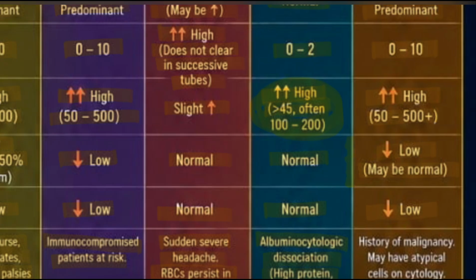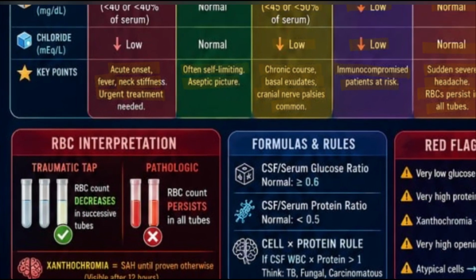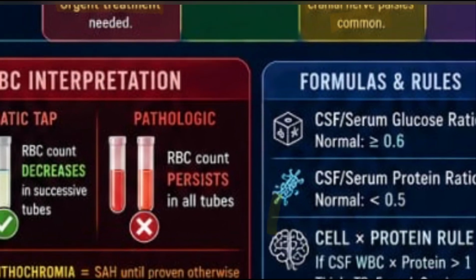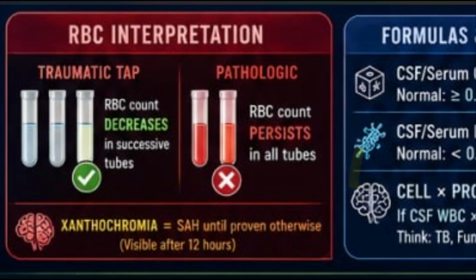Okay, so always we have to compare with our RBC interpretation. So now how to differentiate traumatic tap versus pathologic? First, traumatic: in RBC interpretation, you can see the red blood cell count decreases in successive tubes. Next, pathologic: the RBC count will persist in all tubes.